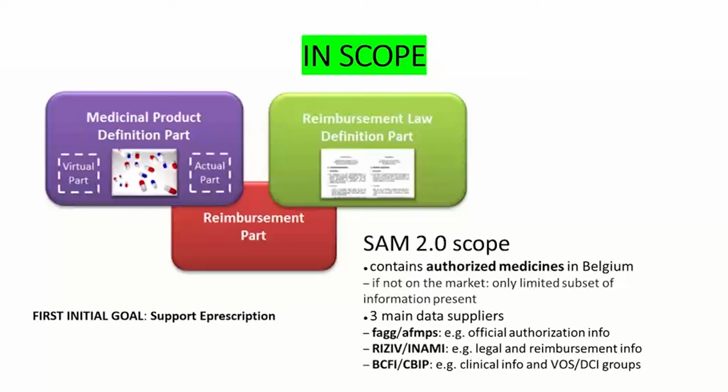And we see that even drugs which are out of the Belgian market might also be in there. The main data suppliers are actually 3 organizations: the Belgian National Agency of Drugs, the National Institute of Insurance, and the CBIP, BCFI, which is an NGO in charge of defining the scientific knowledge about drugs. The main purpose, when we designed these databases, was first of all to support e-prescription, but as we will see, it can be used for quite a number of other things.